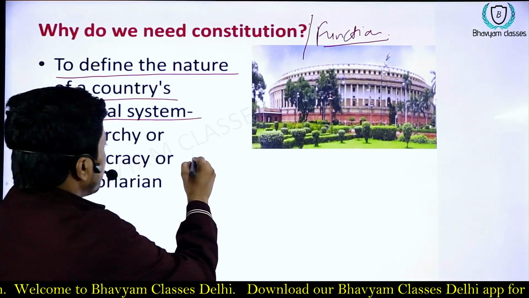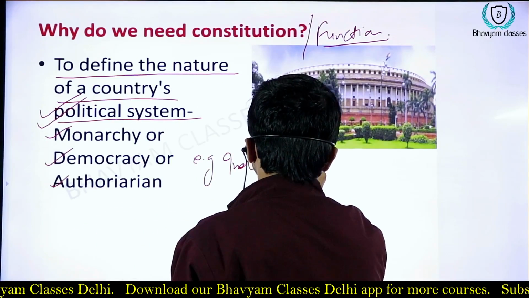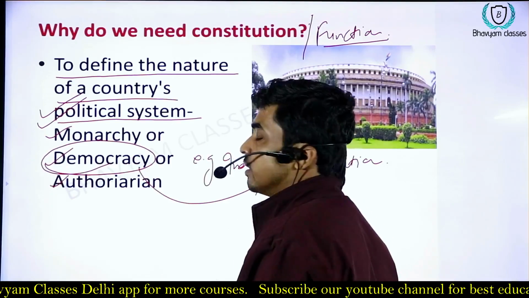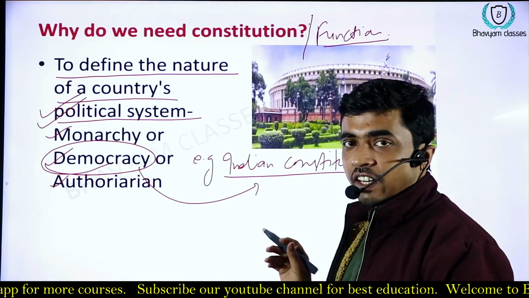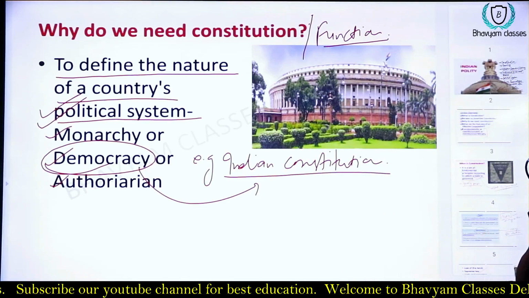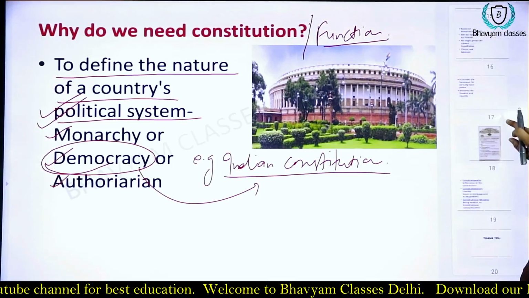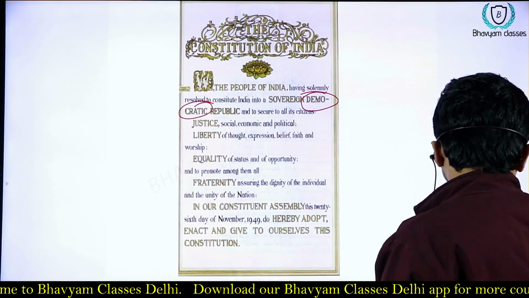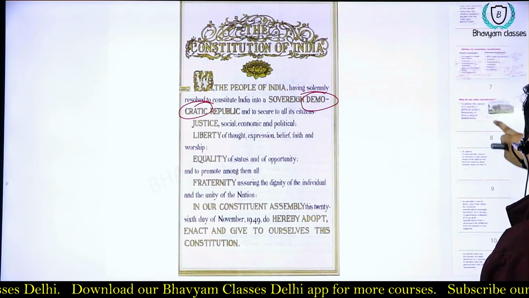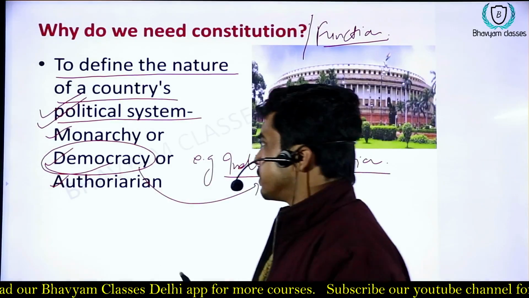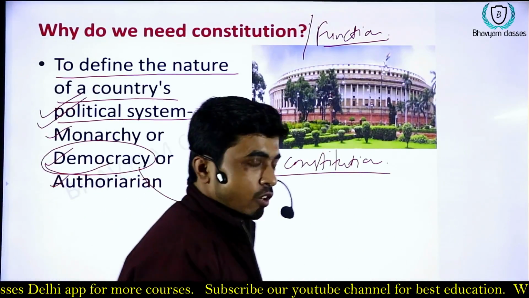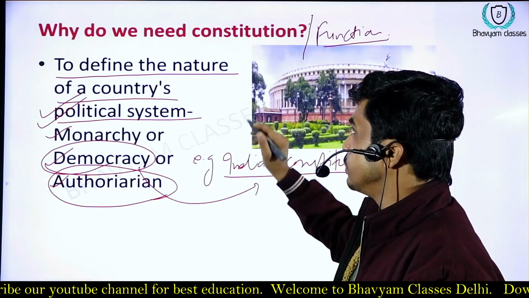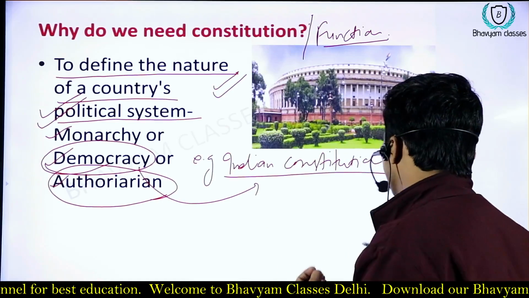If we take the example of the Indian Constitution, we adopted the political system of democracy. If you look at the preamble of our constitution, it clearly says that India is a democratic republic. So that's how our constitution defines what political system we should follow. China also has a constitution, although it follows the ideas of authoritarianism, like dictatorship. So that's how the constitution defines the nature of a country's political system.